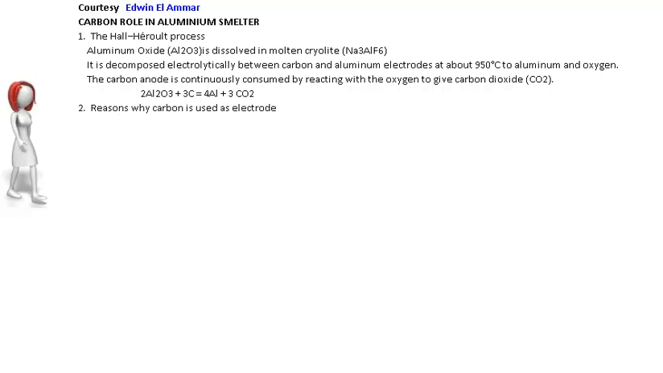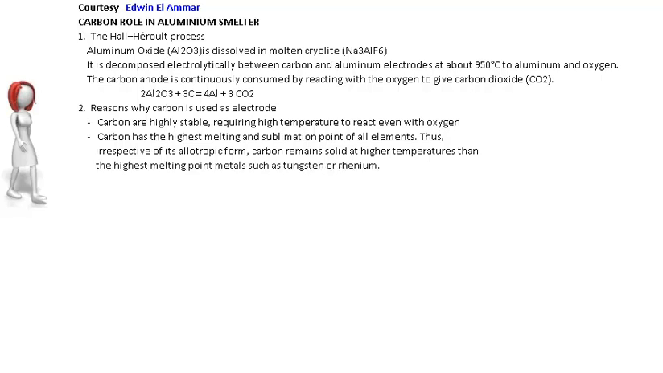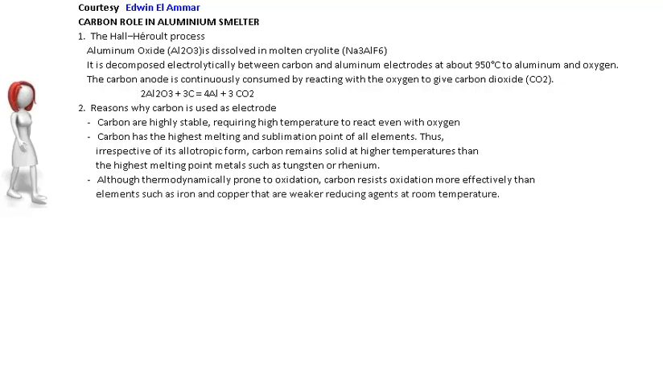2. Reasons why carbon is used as electrode. Carbon is highly stable, requiring high temperature to react even with oxygen. Carbon has the highest melting and sublimation point of all elements. Thus, irrespective of its allotropic form, carbon remains solid at higher temperatures than the highest melting point metals such as tungsten or rhenium. Although thermodynamically prone to oxidation, carbon resists oxidation more effectively than elements such as iron and copper that are weaker reducing agents at room temperature.